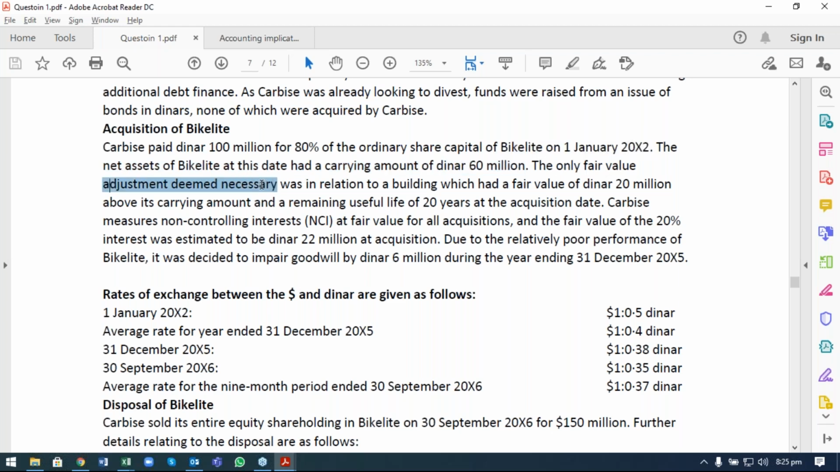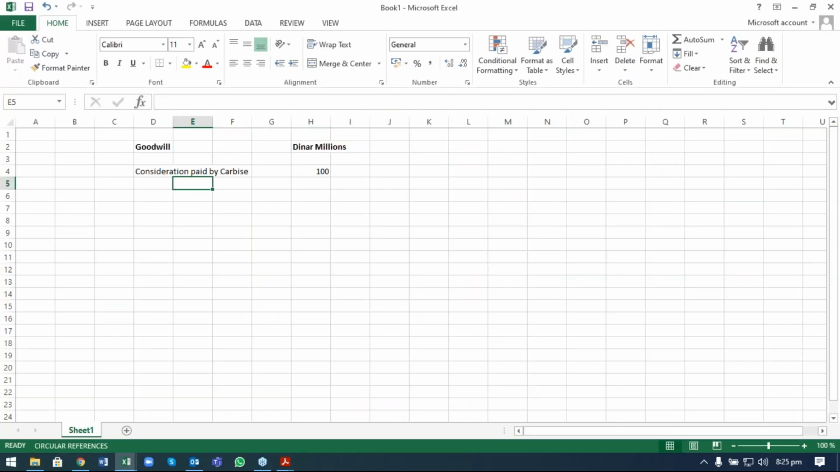The fair value adjustment deemed necessary was in relation to a building which was valued at 20 million dinars above its carrying value, and the remaining useful life is 20 years. Carbise may elect non-controlling interest at fair value for the acquisition, and the fair value of the 20% interest was estimated to be 22 million. So another thing, that is NCI at acquisition date, was 22 million.